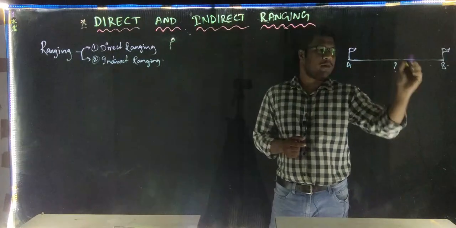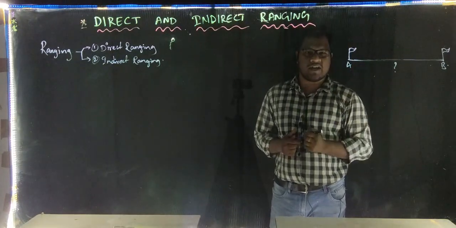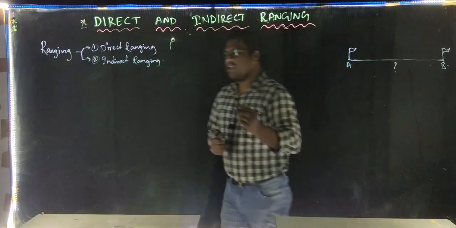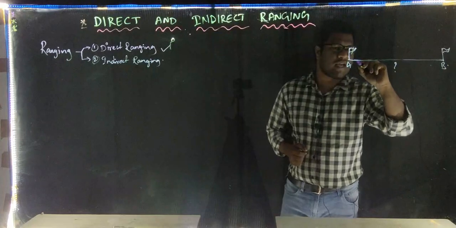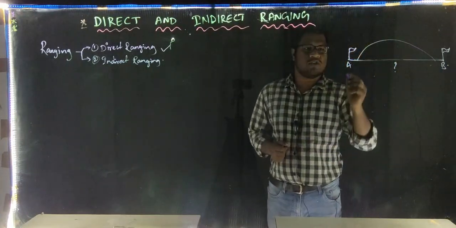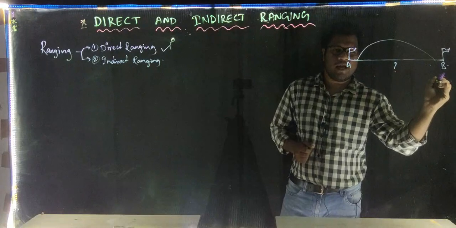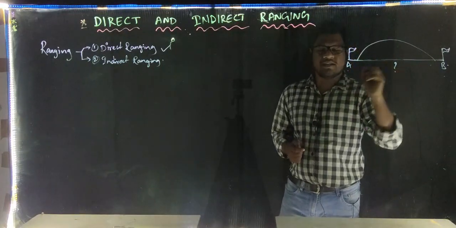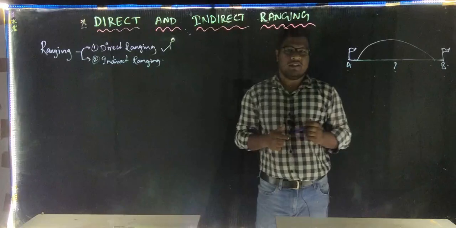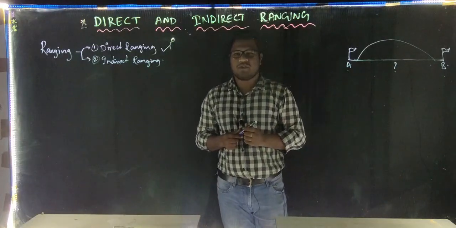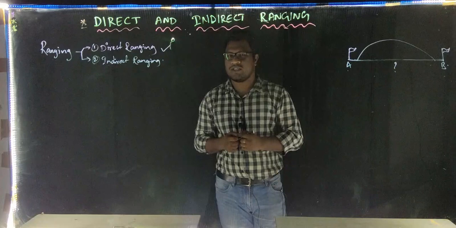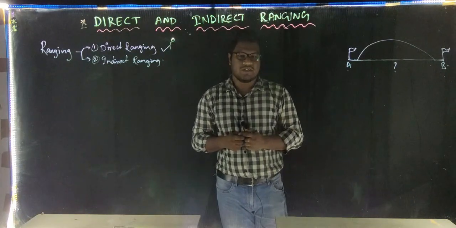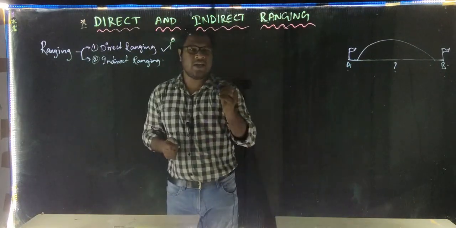When there is no obstacle and the two stations are intervisible to each other, in that situation we perform direct ranging. And if there is any obstacle in between these two stations, so that A is not visible to B and B is not visible to A, in that situation we perform indirect ranging. That means direct ranging is when two stations are intervisible to each other, and when two stations are not intervisible to each other, we call it indirect ranging. Now let us see direct ranging.